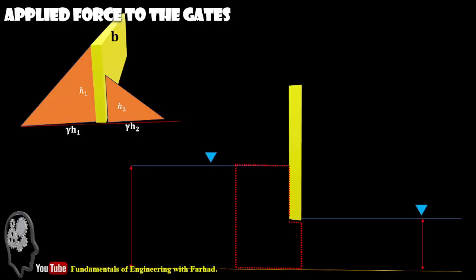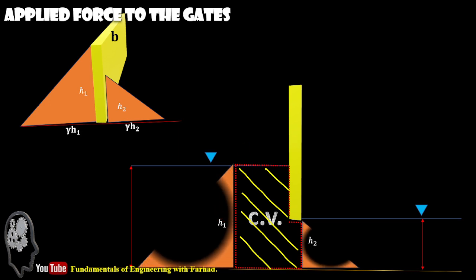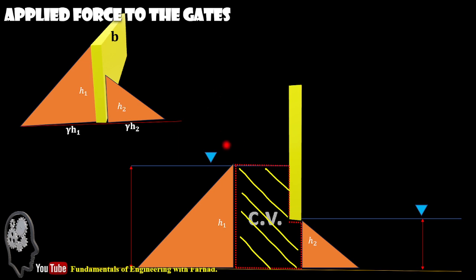So if we consider a control volume in the neighborhood of our gate in upstream and downstream, so this is our control volume, and then study the forces which apply to this control volume. So in the upstream side, which is H1, we have a distribution of pressure from 0 to gamma H1 in the upstream side, and also gamma H2 in the downstream side to our control volume.